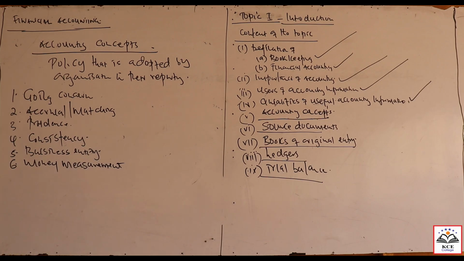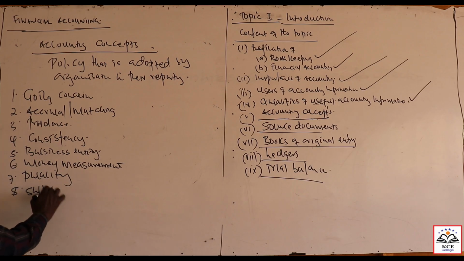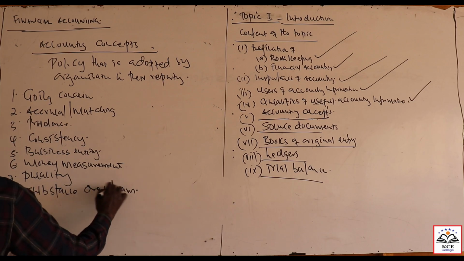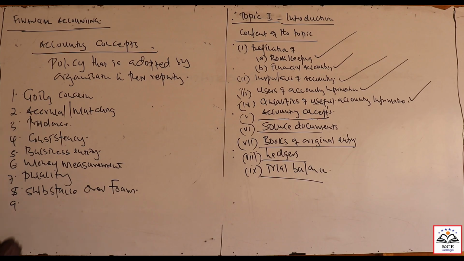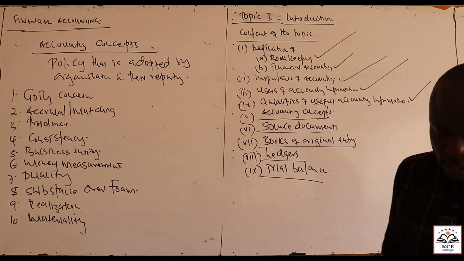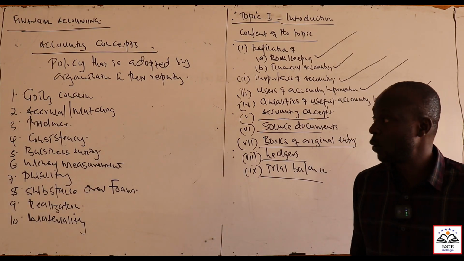And then number 7, we have duality. Number 8, we have substance over form. And number 9, we have realization concept. Number 10, we have materiality concept, among others. So just a few. We have historical convention, among others. So these are what we call accounting concepts. We already explained what is meant by accounting concept.